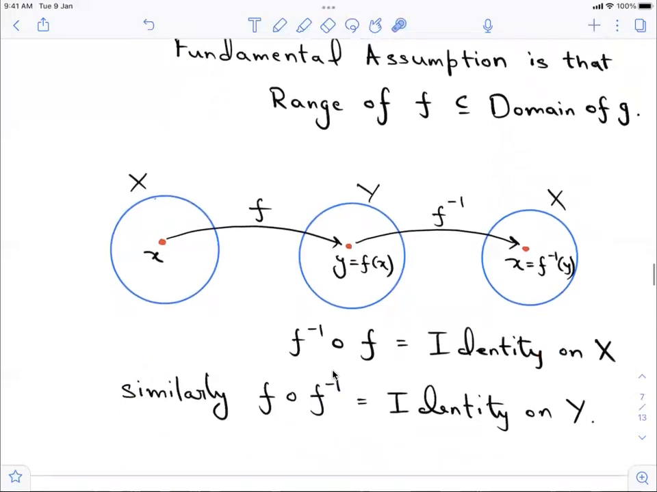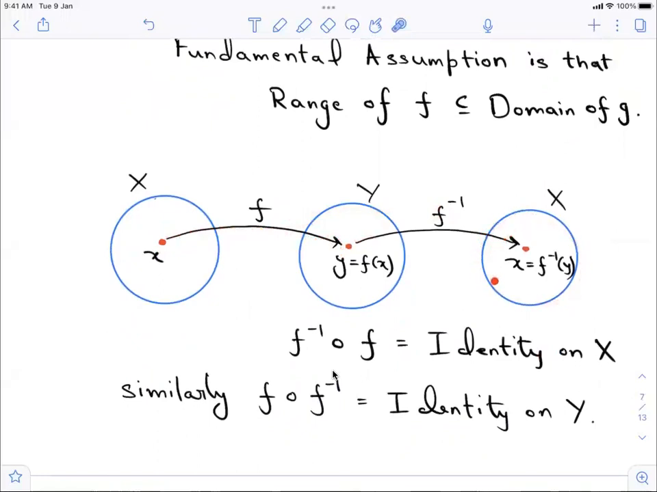Okay, some interesting compositions: if F is bijective, what happens if I compose F with its inverse? Basically the composition gives you identity on X. First of all, inverse means if X goes to Y, then F inverse is going to send Y back to X.